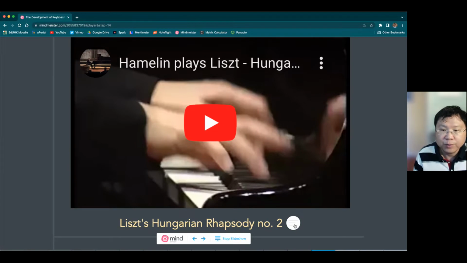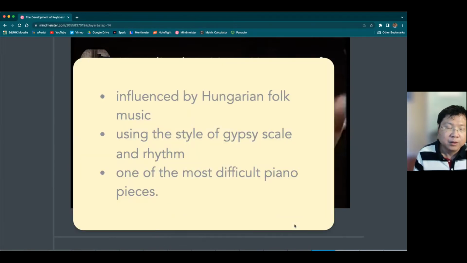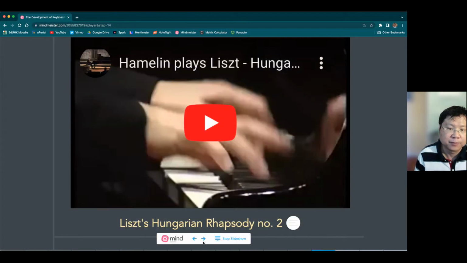This is Liszt's Hungarian Rhapsody number 2. This musical piece was influenced by Hungarian music and adopts the style of the gypsy scale and rhythm, and it is one of the most difficult piano pieces.